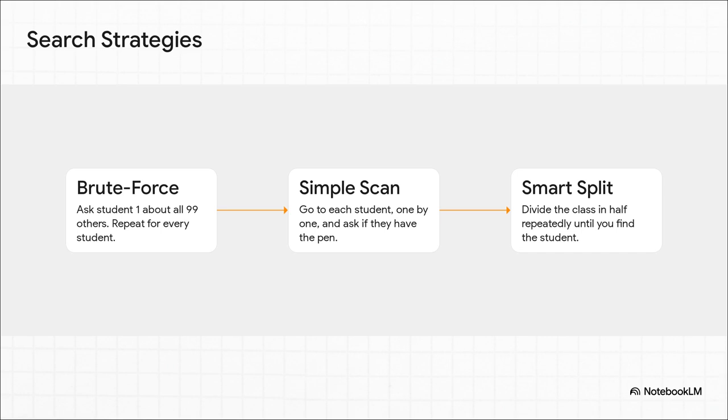Okay, method 2, the simple scan. You just go to each student one by one and ask, do you have the pen? That's it. So much better, right? Then there's method 3, the smart split. You stand at the front, divide the class right down the middle, and just ask, is the pen on the left side of the room or the right side? Someone knows. You take the half they point to, maybe 50 students, and you do it again. Split that group in half. You keep repeating this, narrowing it down until you're left with just one person.